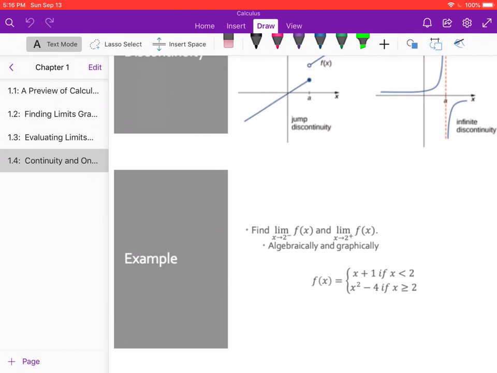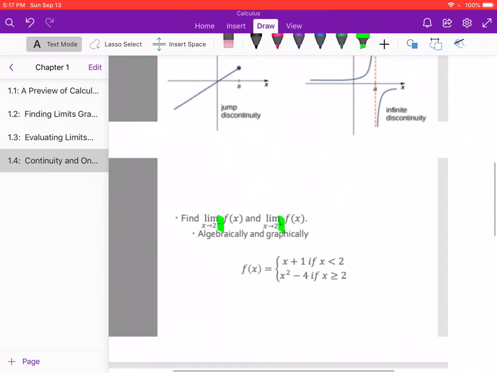So find the limit as x approaches 2 from the left and the limit as x approaches 2 from the right of f of x, algebraically and graphically. So let's start with algebraically. When we have this little negative or a little positive right there, negative means coming in from the left, positive means coming in from the right. So let's look at algebraically how we would find this.